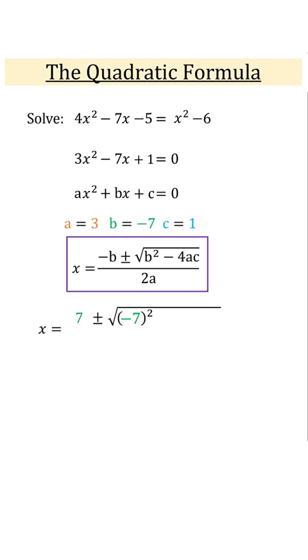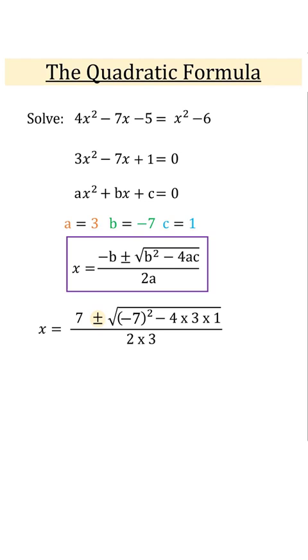Minus 4ac in algebra means minus 4 multiplied by a multiplied by c. Hence minus 4 multiplied by 3 multiplied by 1. All over 2a, which means 2 multiplied by a. Hence 2 multiplied by 3. When solving a quadratic, we get two solutions, hence the plus and minus in our formula.